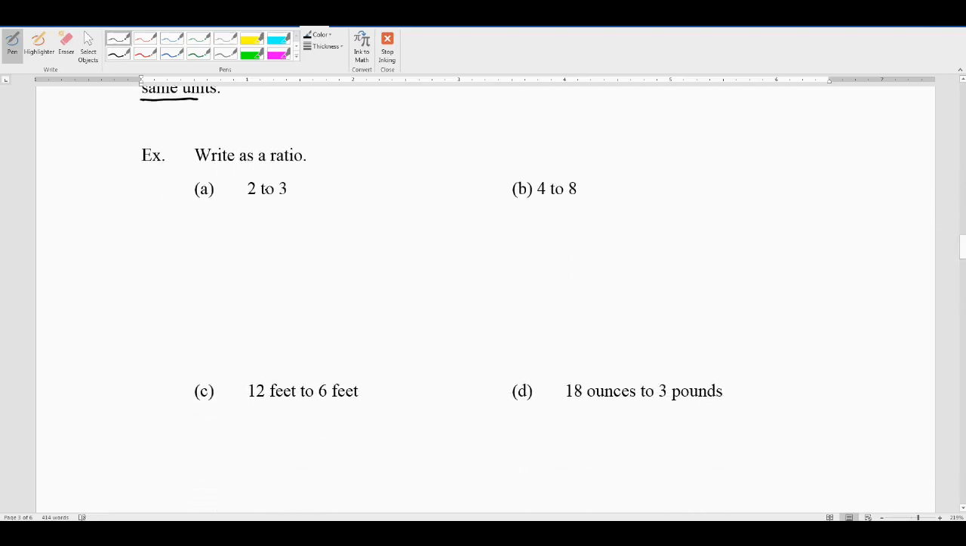So if they don't have units, we don't have to worry about that. So we're going to write 2 to 3 as a ratio. And the way we're going to write that is just 2 over 3. And then 4 to 8, we're going to write that as 4 over 8.